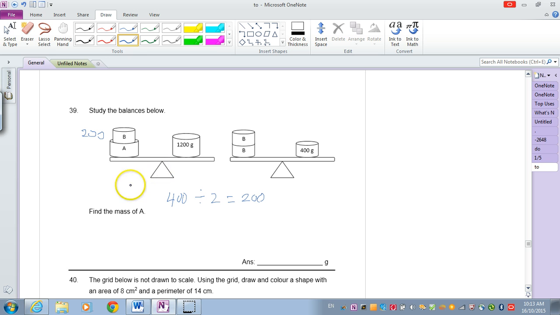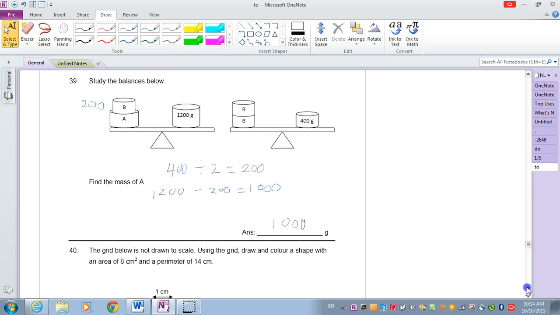So how do you find the mass of A? We have to use 1,200 minus 200. If you do your subtraction, you will know that the mass of A is actually 1,000 grams. You do not need to change it into kilograms because they ask you to leave your answers in grams. So it's just 1,000 grams. Alright, let's move on to question number 40.